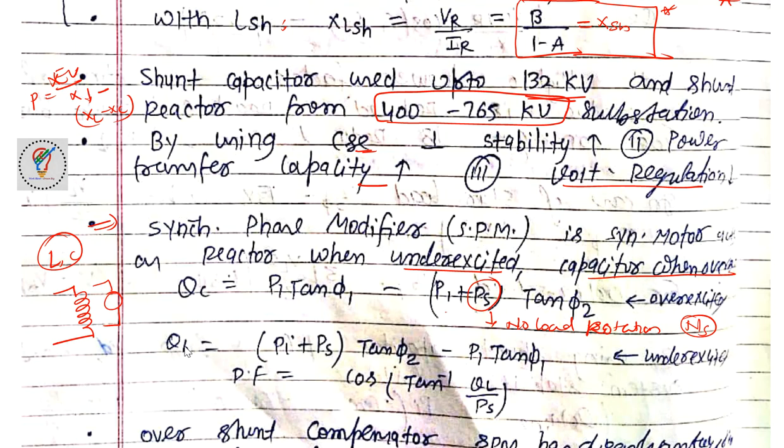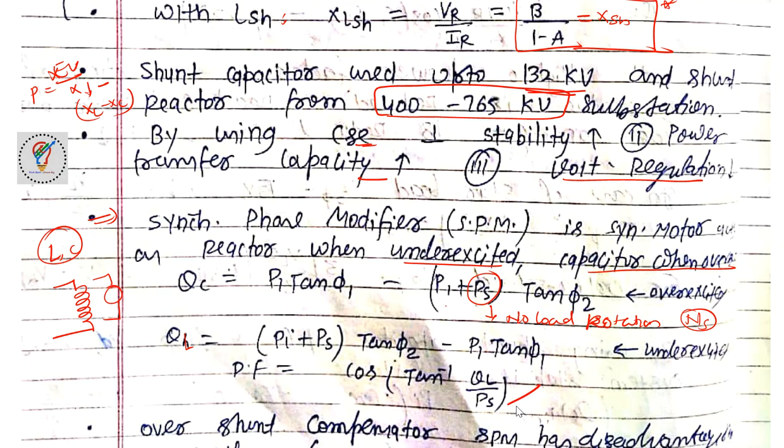Now suppose it acts as an inductor, when it is under excited. Here the formula is P1 plus PS into tan phi 2 minus P1 into tan phi 1. And the power factor is equal to cos of tan inverse of QL by PS here.